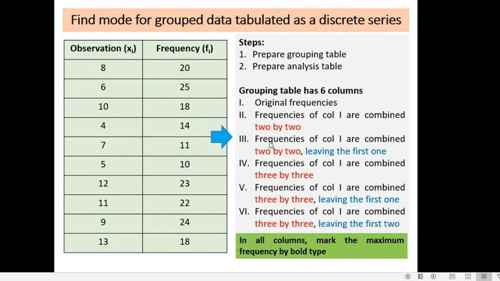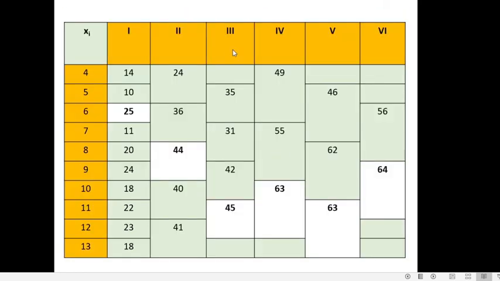Now, what will be column 3? The frequencies of column 1 are combined 2 by 2, leaving the first one. So, we will see how we do that. Look, this is column 3. We leave the first one, that is 14 is left out, and we combine the others 2 by 2. 10 plus 25 gives 35. 11 plus 20 gives 31. 24 plus 18 gives 42. 22 plus 23 gives 45, and we are leaving out the last one. So, that is column 3.